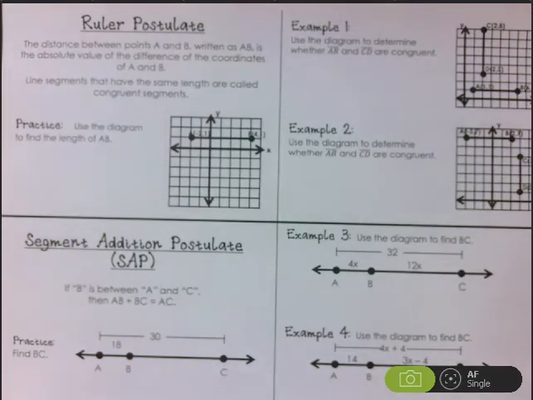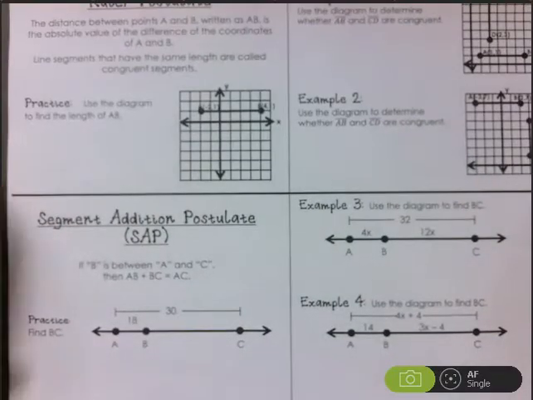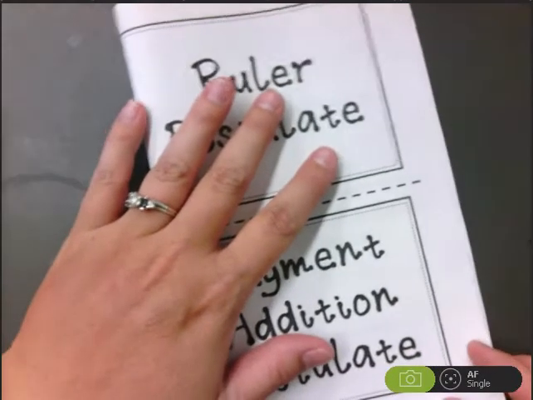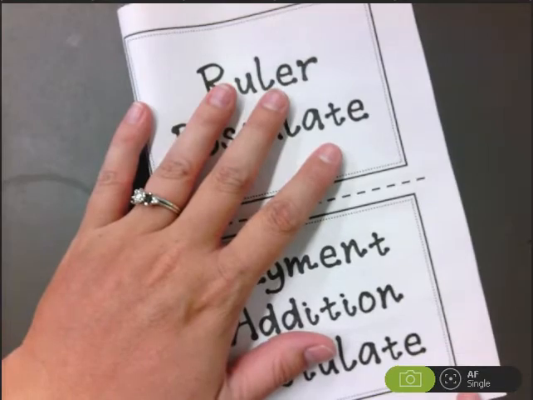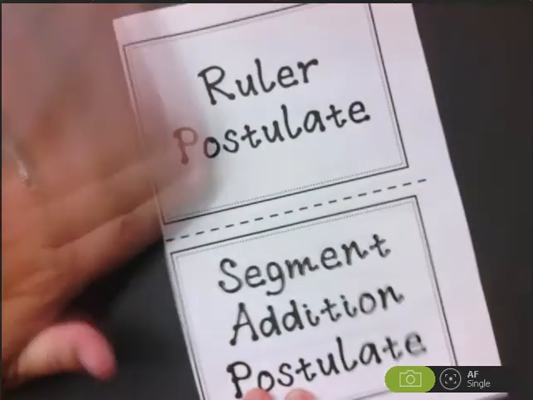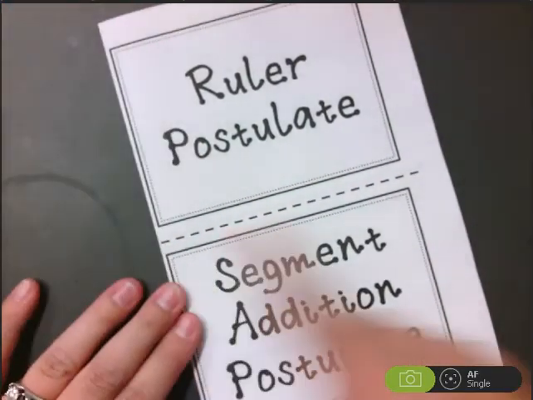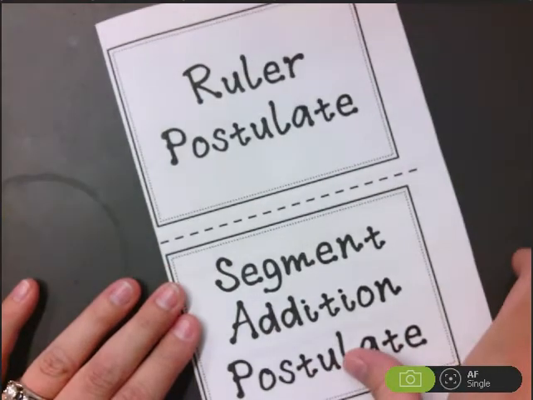Welcome back. So today we're going to be looking at the ruler postulate and the segment addition postulate. We're going to be using the handout that looks like this. On the inside, we are creating another foldable, so we're going to fold this in half, like so. And then you can cut along that dotted line, so we're going to have two little doors here.